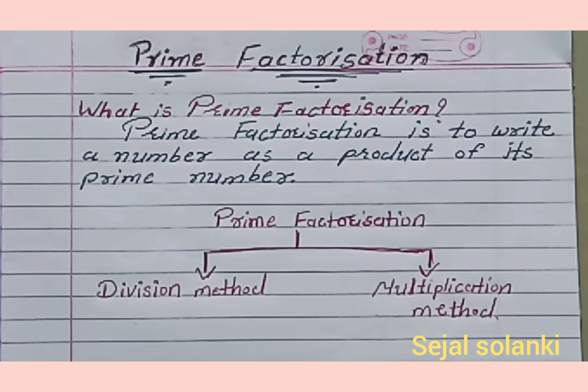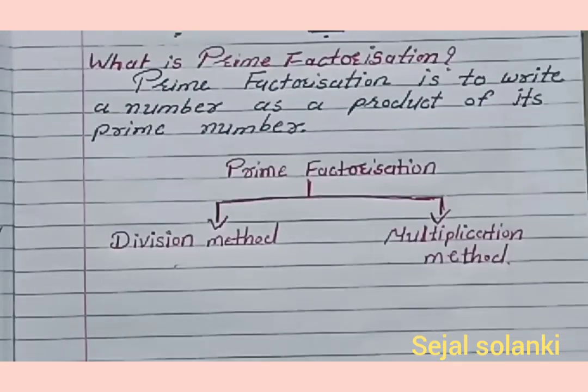And there are two methods to find the prime factors of any number, and that is the division method and the multiplication method. Two methods are there. By division and by multiplication we can find the prime factors of any number. Let's take 12 first.